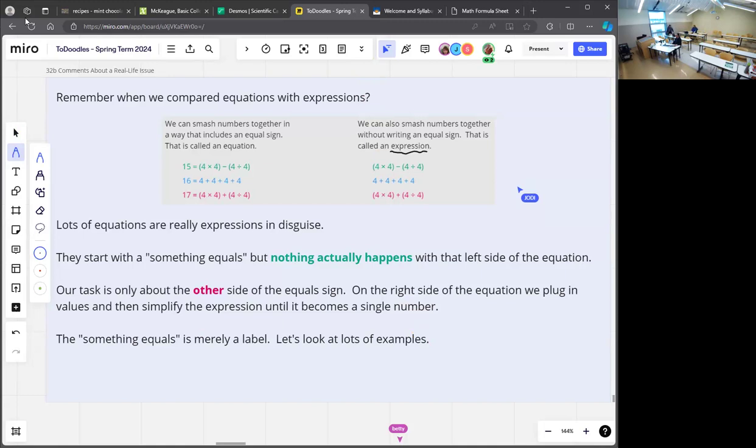Okay, lots of equations are really expressions in disguise. They start with a something equals in front, but nothing actually happens there. All you're supposed to do is handle the right side of the equation, plug in some numbers, and see what happens when you smash them together, just like with PEMDAS that we did a moment ago.